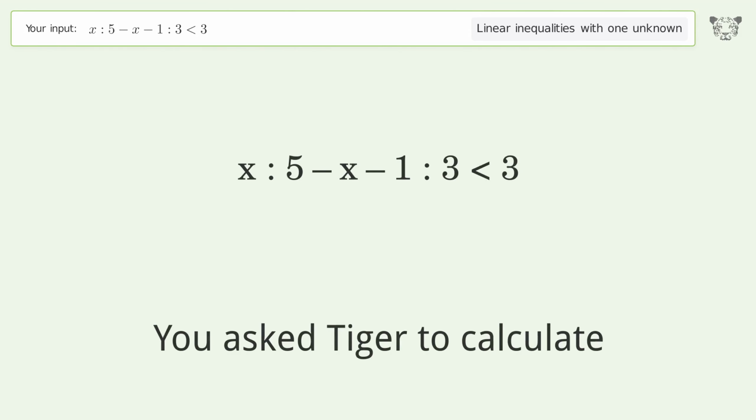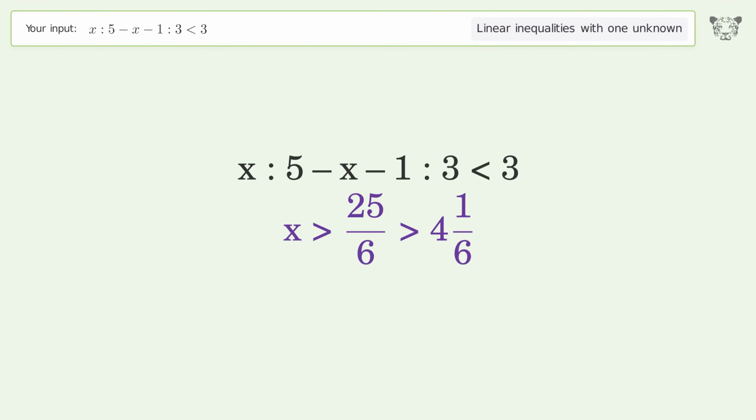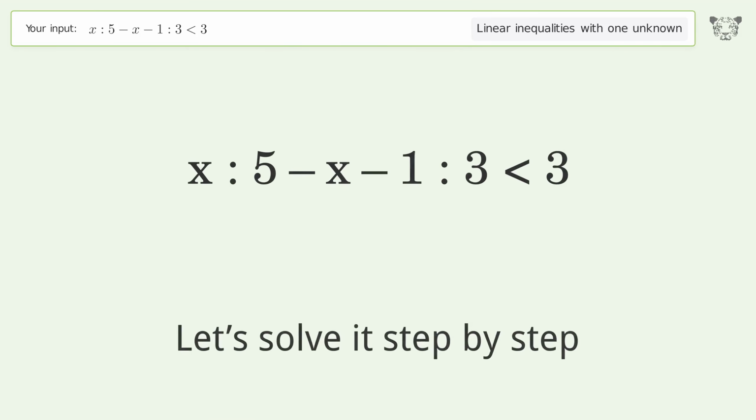You ask Tiger to calculate. This deals with linear inequalities with one unknown. The final result is x greater than negative 25 over 6 greater than negative 41 over 6. Let's solve it step by step.